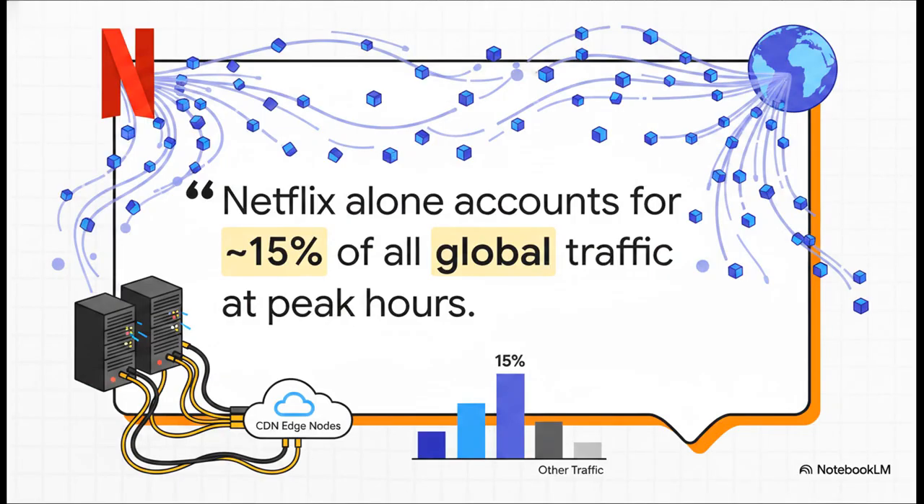But hey, this isn't just theoretical math. Think about this. Netflix alone accounts for roughly 15% of all global internet traffic at peak hours. Tying our bandwidth math directly back to real-world infrastructure proves exactly why tech giants spend absolute fortunes on global CDN contracts. They literally have to push that data out to the network edge, or the internet would simply collapse under the weight of it.